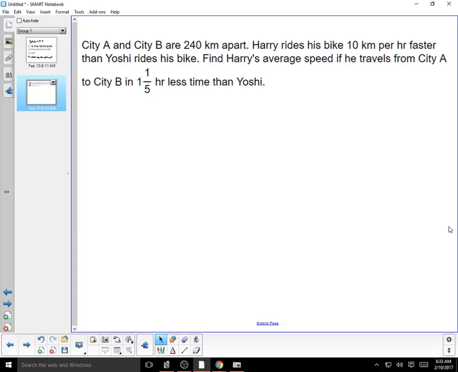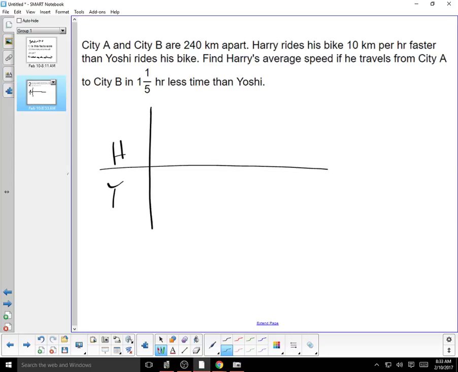City A and City B are 240 kilometers apart. Harry rides his bike 10 kilometers per hour faster than Yoshi. Yoshi rides his bike. Find Harry's average speed if he travels from City A to City B in about half the time. So we've got Harry and we've got Yoshi, right?